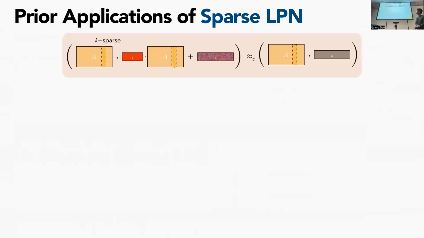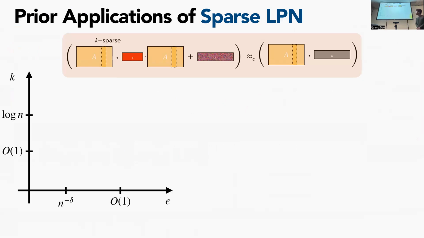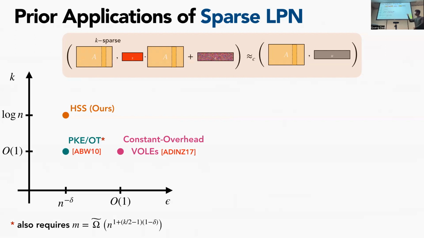Now, with the rest of the time, I'll talk a bit more about the sparse LPN assumptions. Here's a graph of the parameter regimes for where prior schemes lie. This is our HSS scheme, where the sparsity K is polylog n and the error probability is some inverse polynomial. On another end of the spectrum, we have a constant K, but also constant noise rates. These are the constant overhead cryptographic primitive applications. And finally, we have this regime, with a constant K and inverse polynomial noise rate, but the number of samples also needs to depend on the noise rate. So we have this fine trade-off, and we can only achieve PKE with this trade-off.